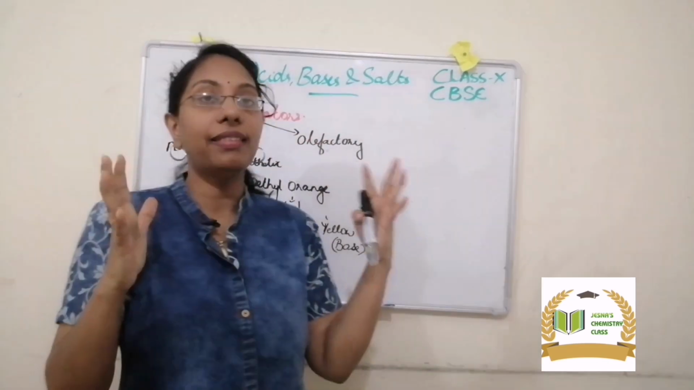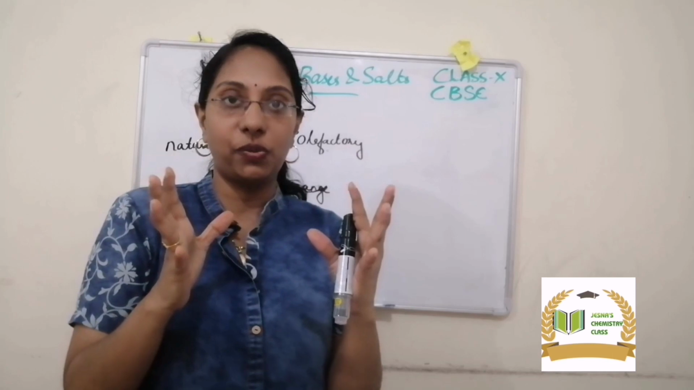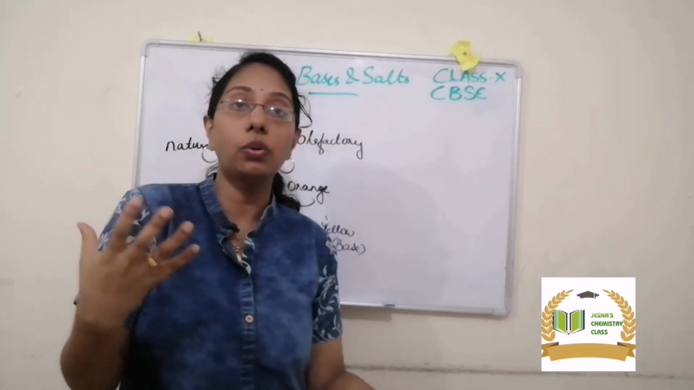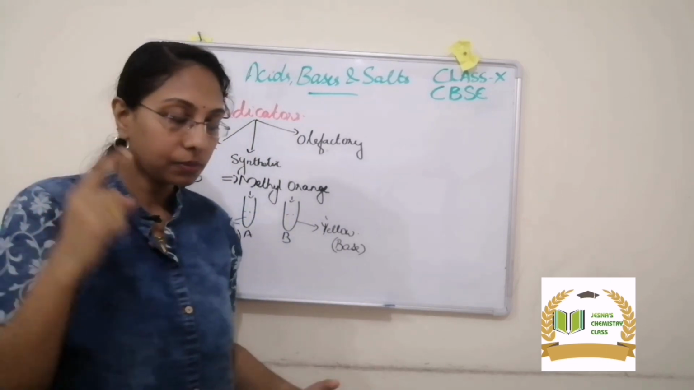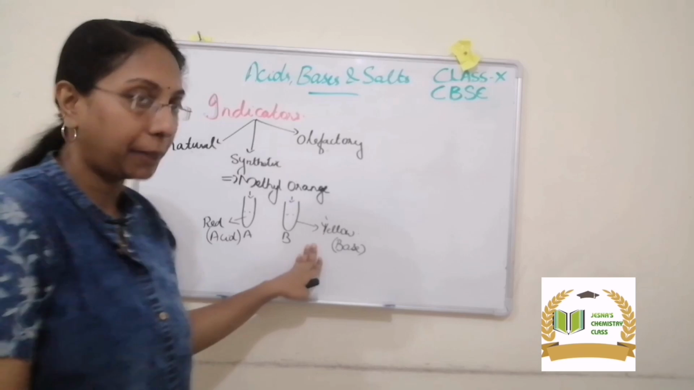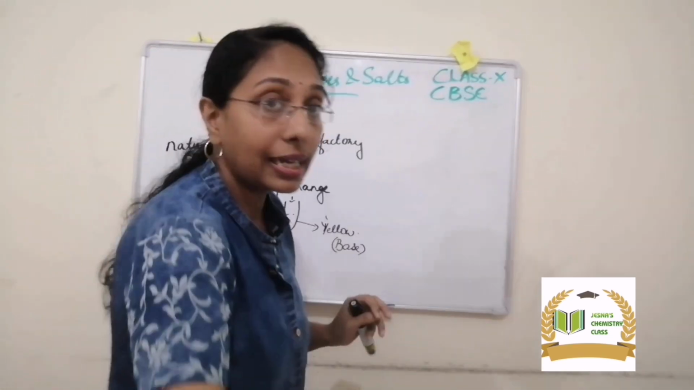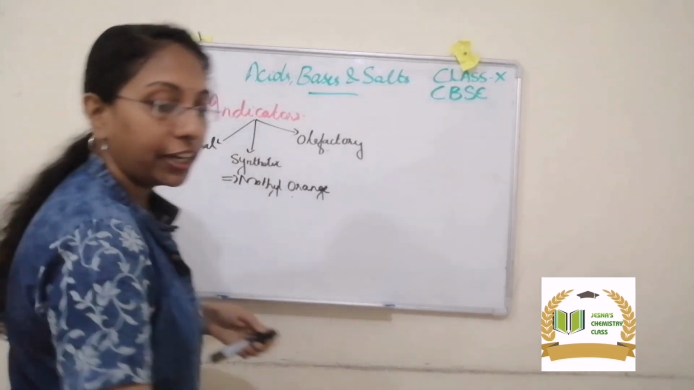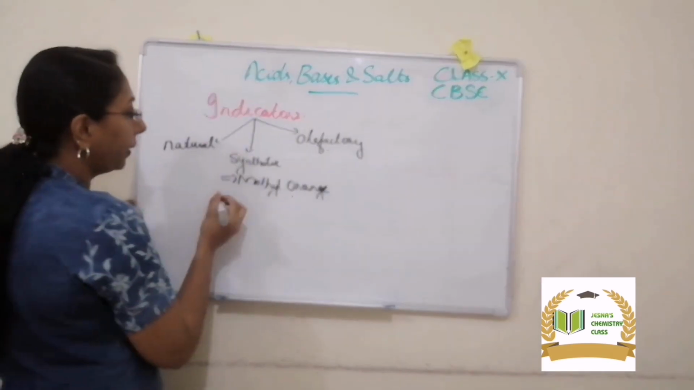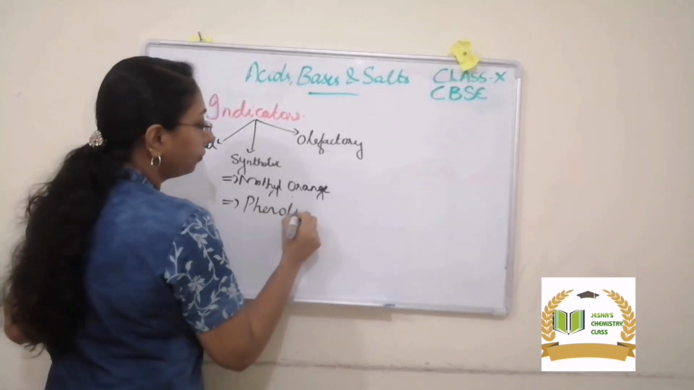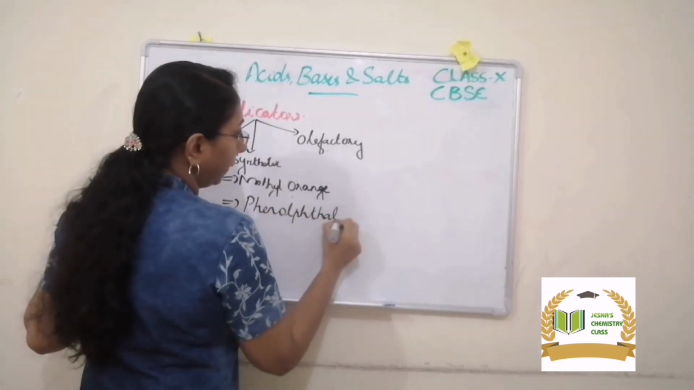So we can think that red shows danger. When we add methyl orange, if its color changes into reddish brown, we can say it is an acid, and if it changes into yellow, we call it a base. Clear? Next synthetic indicator is phenolphthalein. It's very familiar, I think all of us have heard of phenolphthalein.